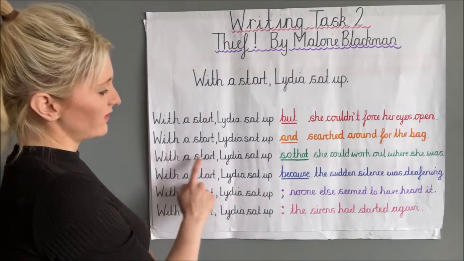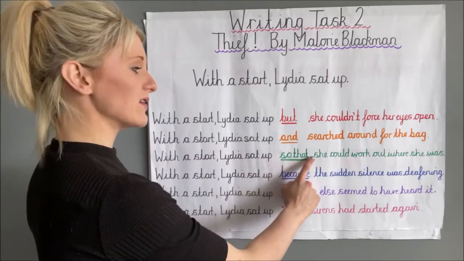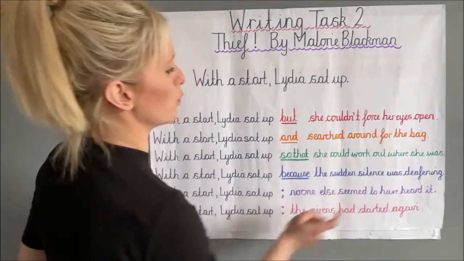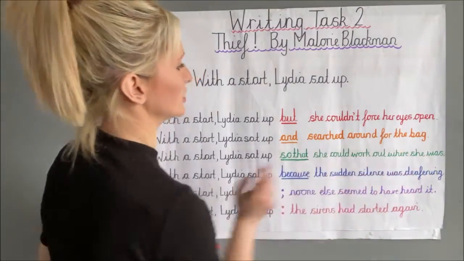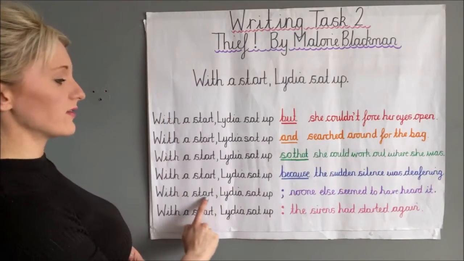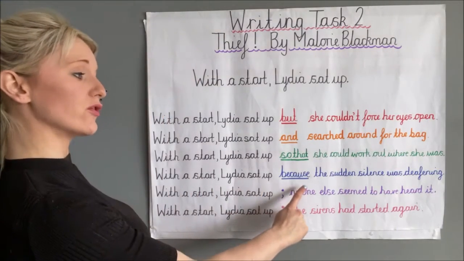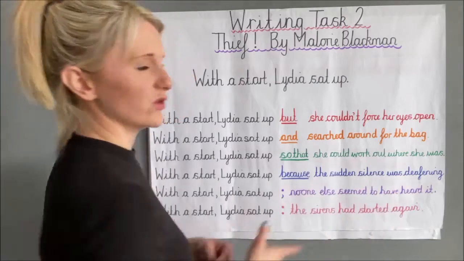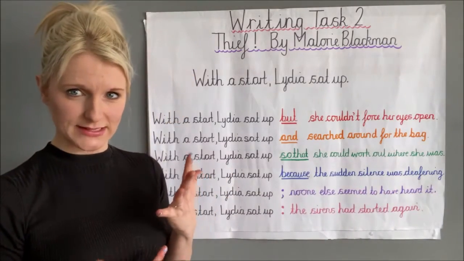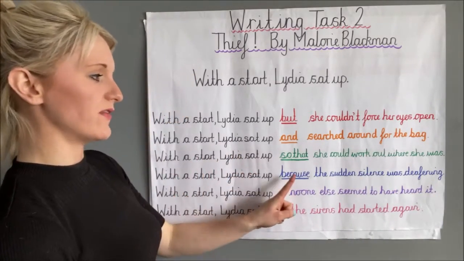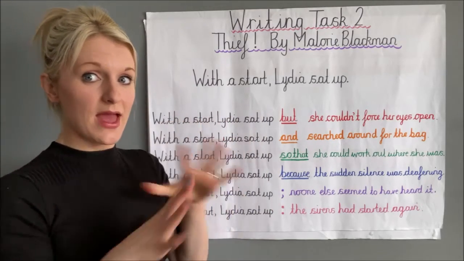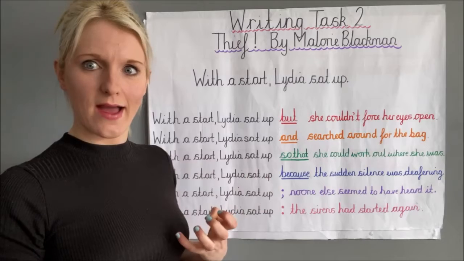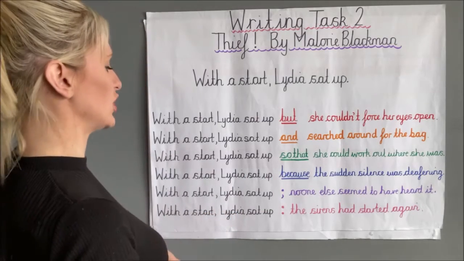Then I've said, with a start, Lydia sat up so that she could work out where she was. So why did she sit up? So that she could work out where she was. With a start, Lydia sat up because the sudden silence was deafening. So what was the reason for her sitting up? What made her do that? And I have said about this sudden silence. So this idea that there was lots of noise from this storm and then it's suddenly gone quiet and that has alerted her body that something has changed.